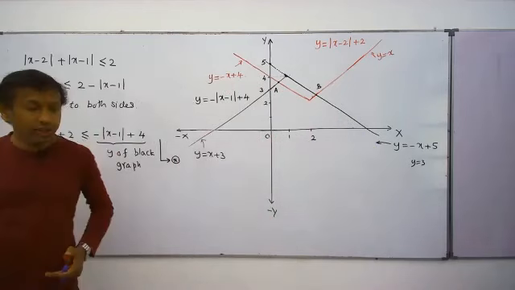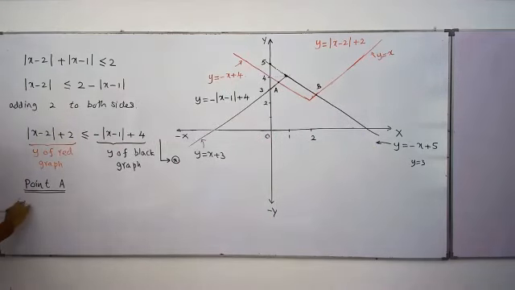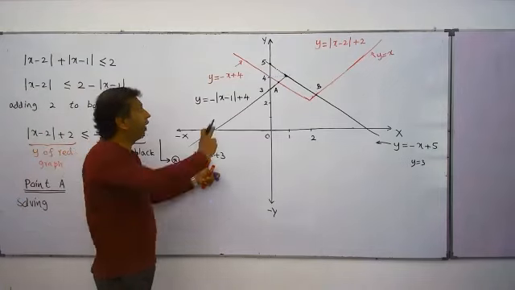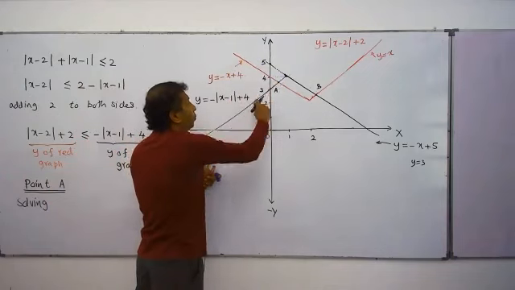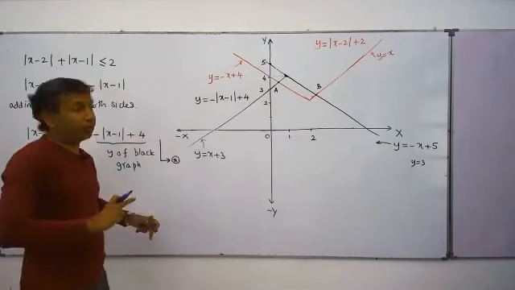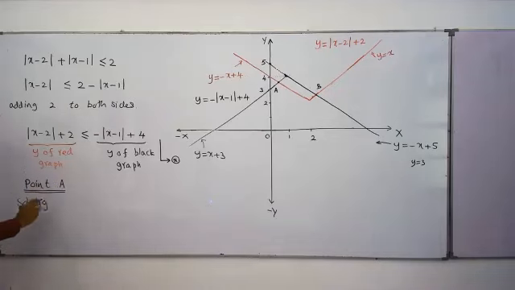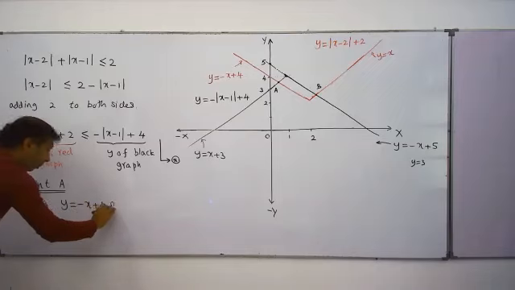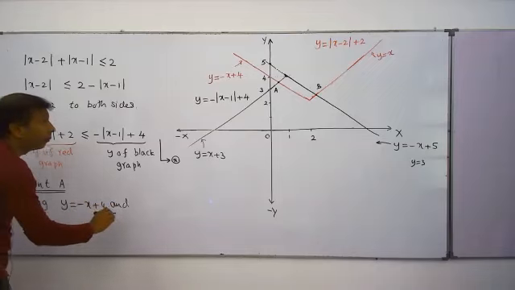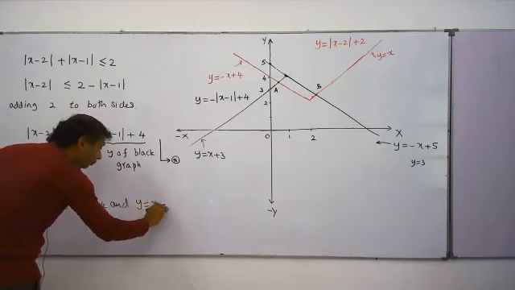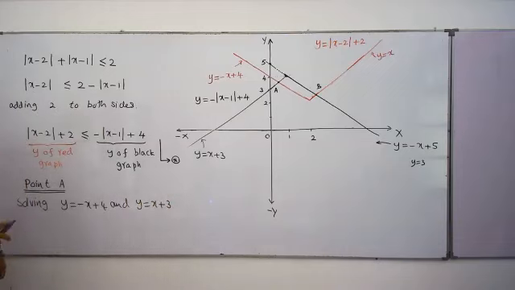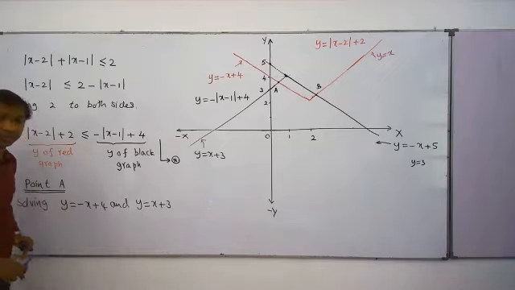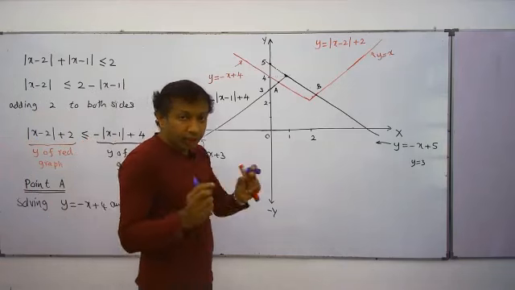Then to find point A, solving what equations? This equation and this equation, because point A is the intersection of those two lines. Solving y equals minus x plus 4 and y equals x plus 3. Now, solving means what? This y and this y we equate. Why? The two y's we have to equate.